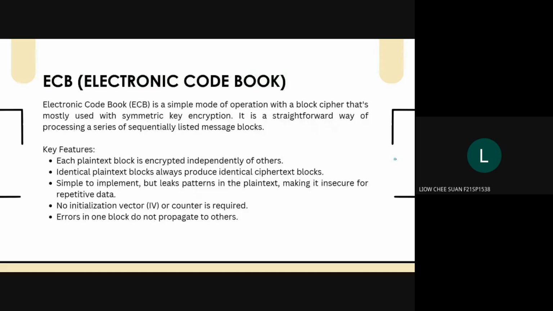Okay, ECB is the simplest and most straightforward mode of operation for block ciphers like DES or AES. Each plaintext block is encrypted independently using the same key. However, its simplicity comes with significant security drawbacks, as patterns in plaintext can be reflected in ciphertext. This lack of randomness makes it vulnerable to pattern analysis attacks.